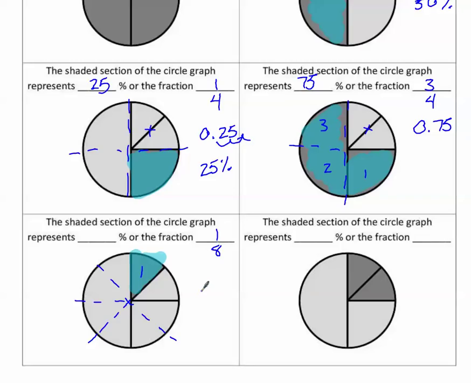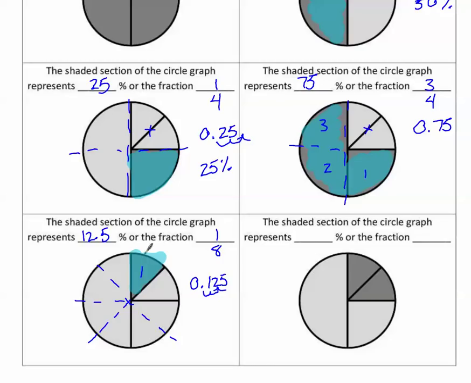If you do the long division with 1/8, you get 0.125. Move the decimal 2 places over, you end up with 12.5 as the percent.